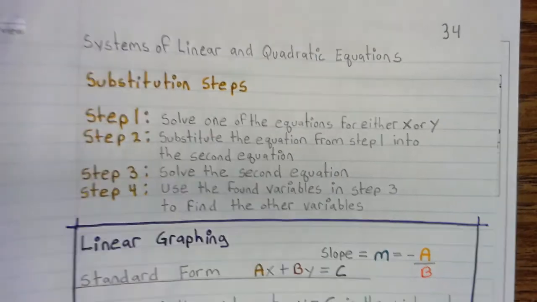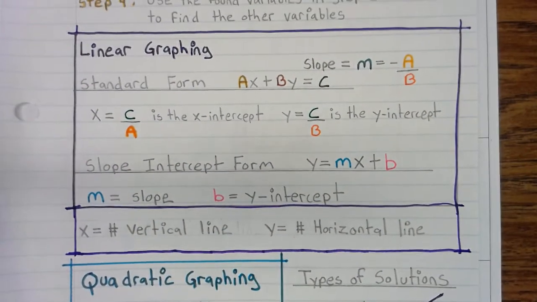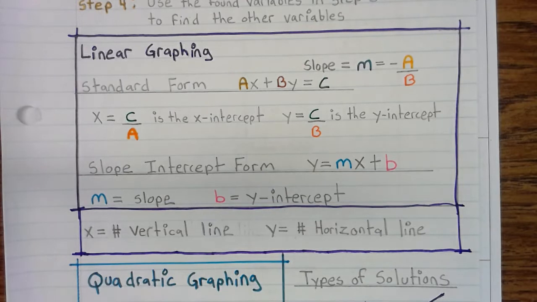Now let's look at linear graphing. Standard form, when graphing in standard form, we know that ax plus by equals c. Slope, which is m, is equal to negative a divided by b. And the x-intercept is x equals c divided by a. And the y-intercept is c divided by b. Now when graphing in slope-intercept form, y equals mx plus b, where m is slope and b is the y-intercept. And a note, x equals a number is a vertical line and y equals a number is a horizontal line.